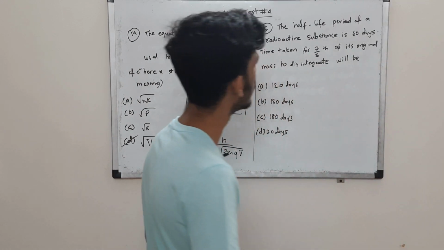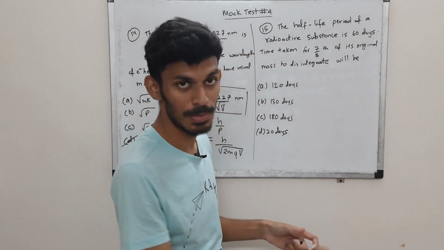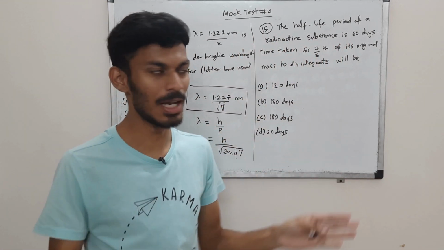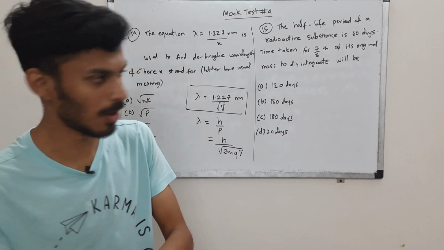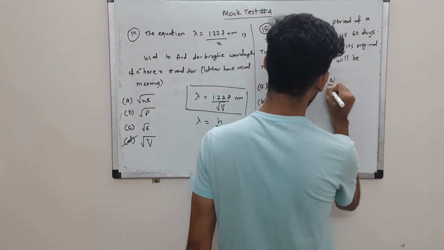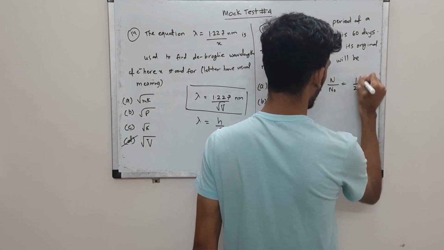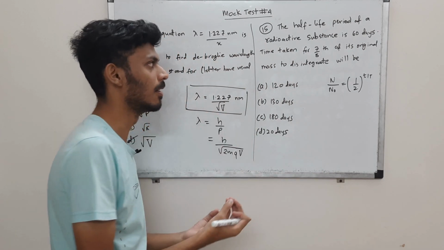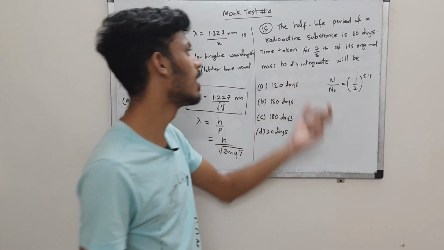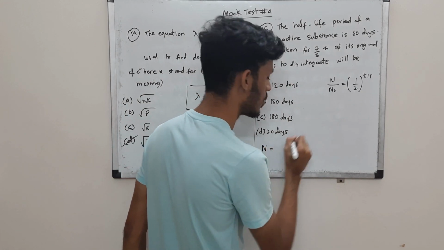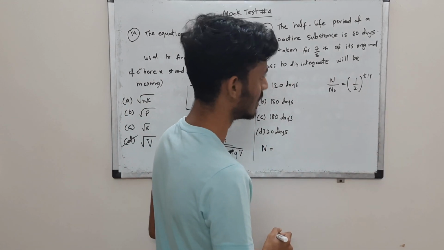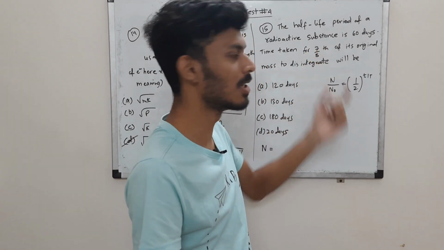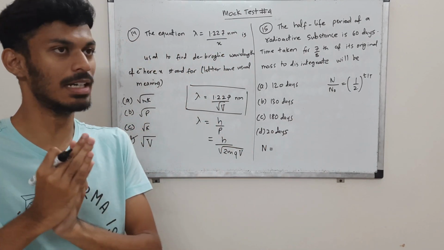So let's come to this one. Here we are given that the half life period of a radioactive material is 60 days. What is the time taken for 7 by 8 of its original mass to disintegrate? Now this can be easily done by the formula N by N0 is half to the power small t by capital T. Capital T is half life, small t is the time taken for this disintegration to happen. Now keep in mind that small n stands for the concentration which is left after time t. 7 by 8, that fraction has disintegrated.